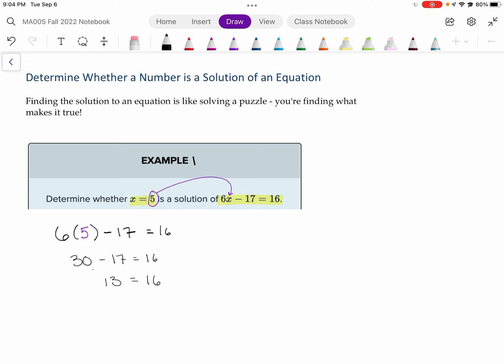So is that true? Is 5 a solution of this equation? No, it is not, because it is not true. In other words, I'm going to use the not equals symbol: 13 is not equal to 16. So the answer is no. X equals 5 is not a solution to that equation. Okay, it's not a solution.